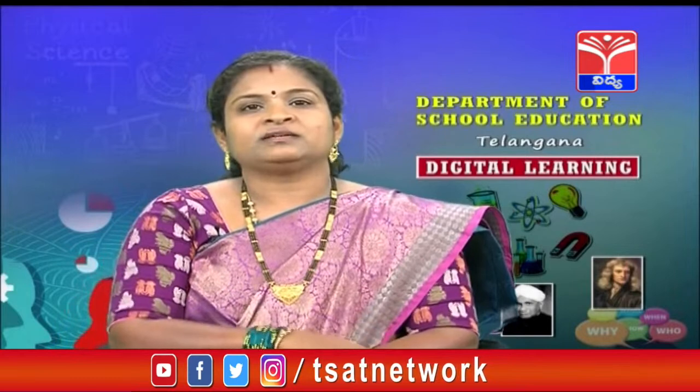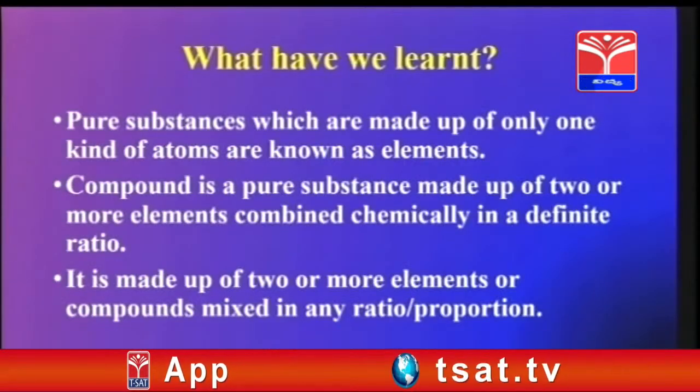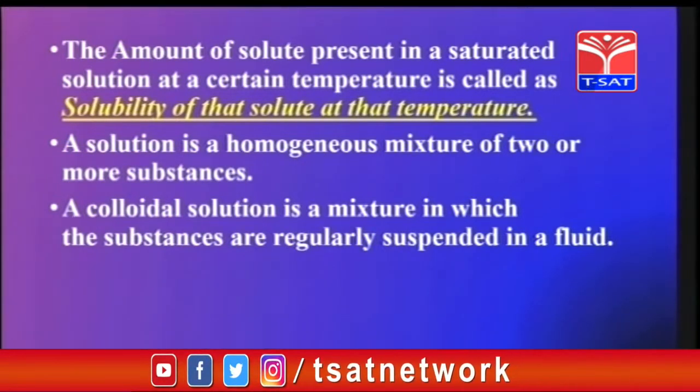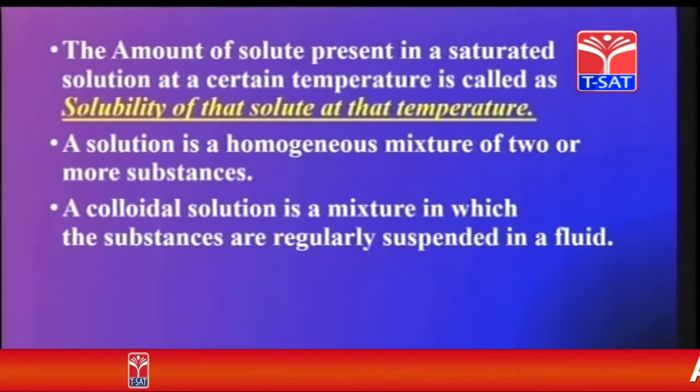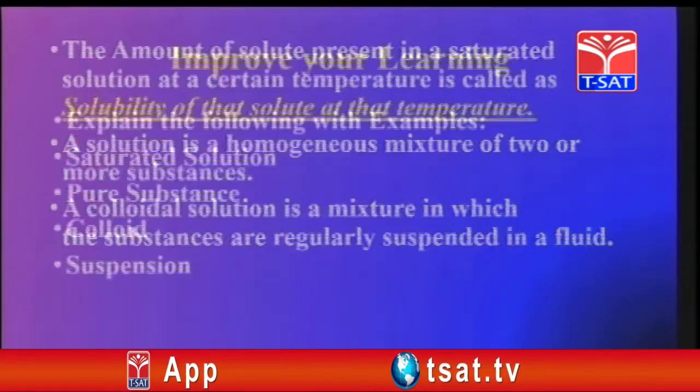Now let us summarize what we have learnt. Children, pure substances are made up of only one kind of atoms, like elements or compounds. The amount of solute present in a saturated solution at a certain temperature is called as the solubility of that solute. We have studied about a solution. It is a homogeneous mixture. We have studied about colloidal solution. It is a mixture in which the substances are regularly suspended in the fluid.